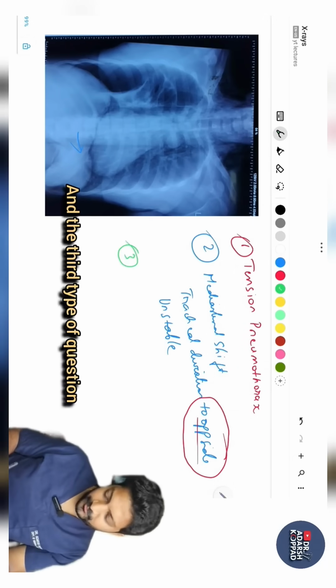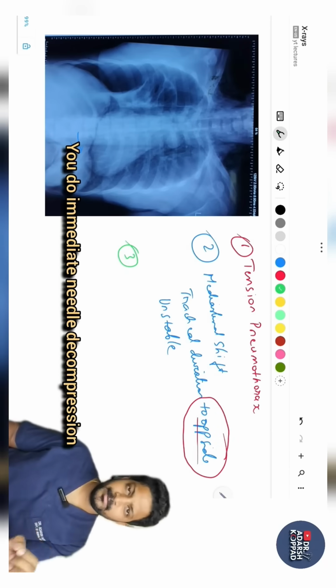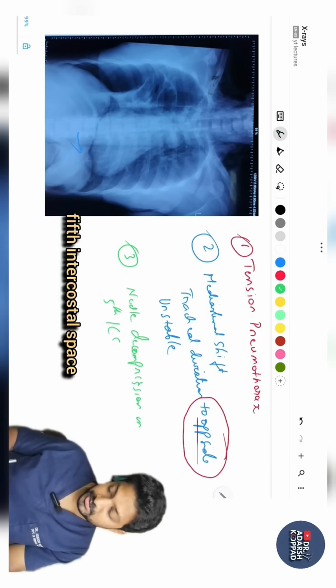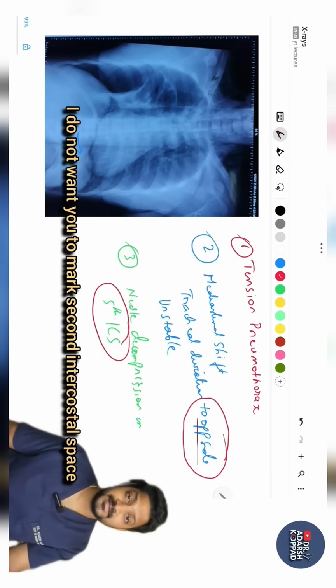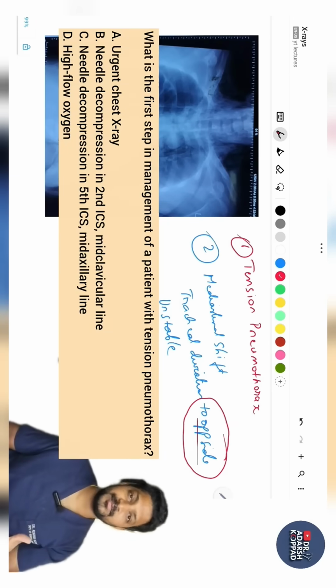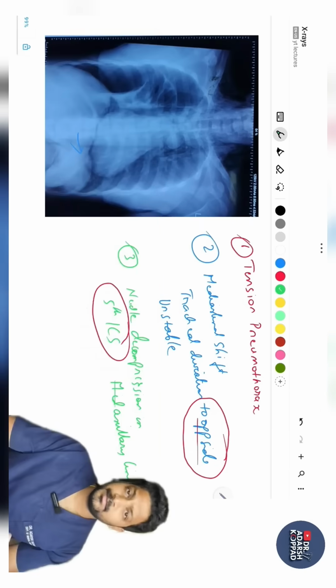And the third type of question, that is, what is the next step you do in tension pneumothorax? You do immediate needle decompression. Needle decompression in the fifth intercostal space. Make a note of this recent update. I don't want you to mark second intercostal space. You can have both the options, second intercostal space and fifth intercostal space. So fifth intercostal space in the mid axillary line is the best option.